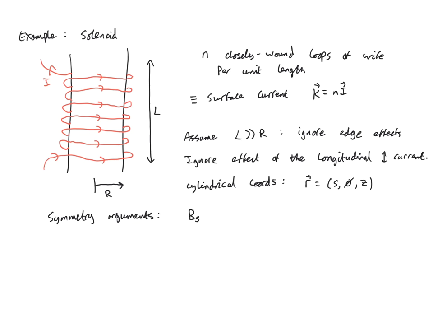So the radial component of the magnetic field must be equal to 0. There's also no circumferential component. Why is that? Because an Amperian loop, which is coaxial with the solenoid, would have no current passing through it. So remember that we decided to ignore the effects of the longitudinal current.